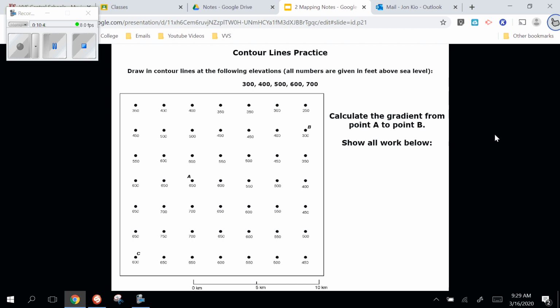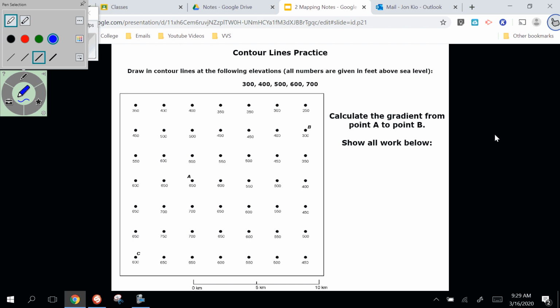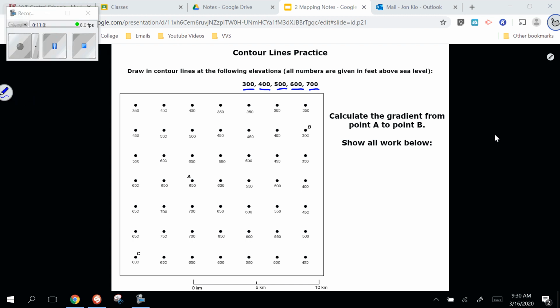All right, a little contour line practice. Draw contour lines at the following elevations, all numbers are given in feet above sea level. So let's change this so we can see a little better. Let's do blue. All right. So this is what I want: 300, 400, 500, 600, and 700 feet. You can start at the bottom and work your way up, or you can start at the top and work your way down. I'm going to start at the top and work my way down today just for something different.